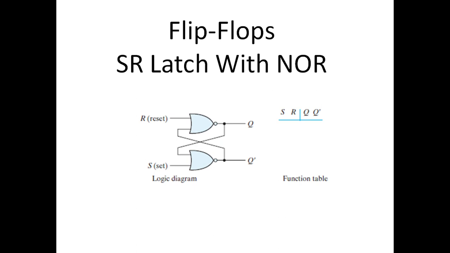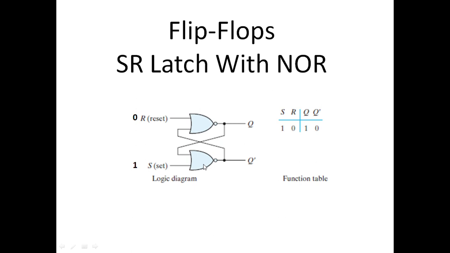This is the function table or the truth table for this SR latch with NOR gates. It has two inputs S and R and two outputs Q and Q prime. When 1, 0 is provided as the input, 1 at the S input and 0 at the R input, then the output will be 1, 0. When 0 is given here, the output is dependent on the next input. So we cannot decide what the output is here. But here, it is simple.